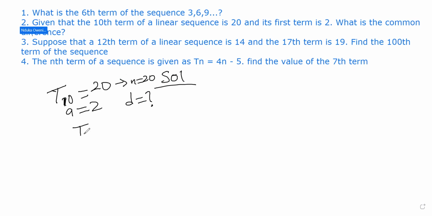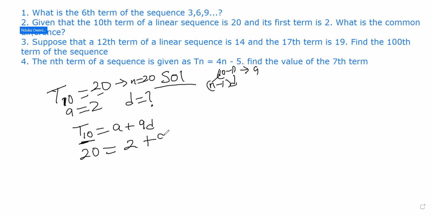Just like with the T10 will be A plus 9D. How did I get the 9D? N minus 1D. So N is 10, we have 10 minus 1, which is 9. So that's how we got 9D. So what is T10? They told us that it's 20. The 10th term is 20. What's the first term? They told us that it is 2. We are looking for D.